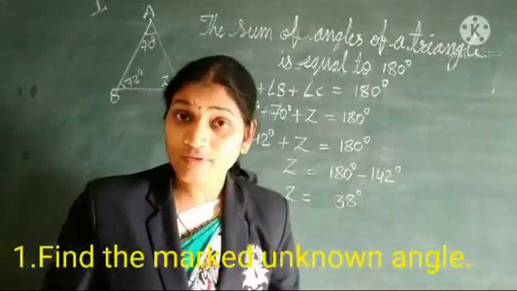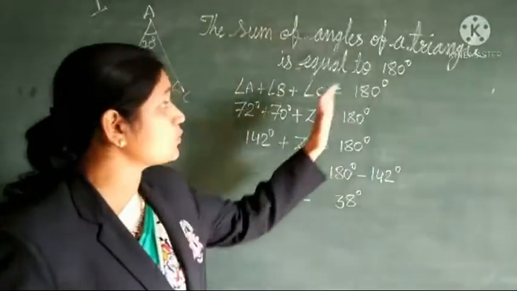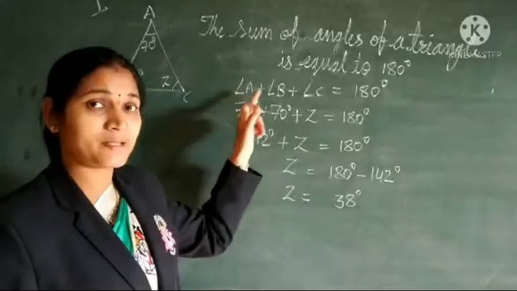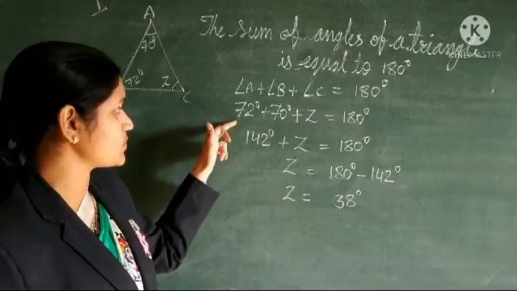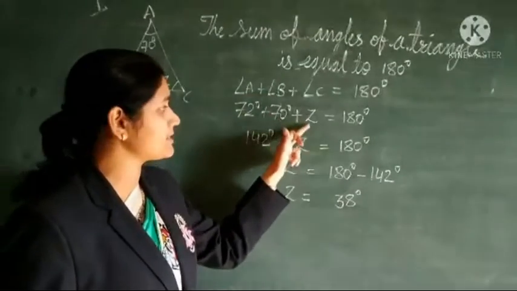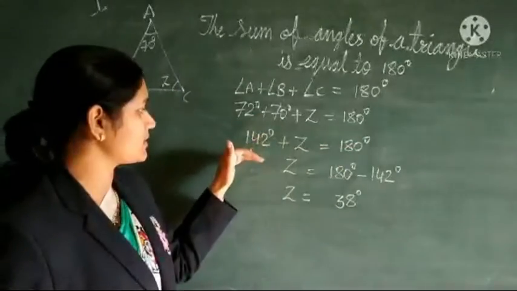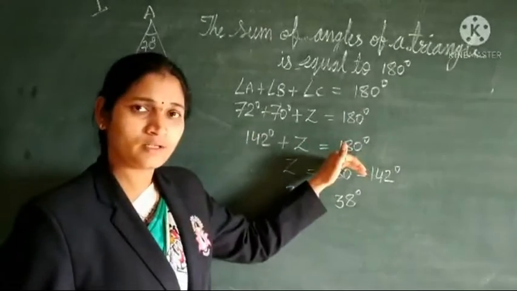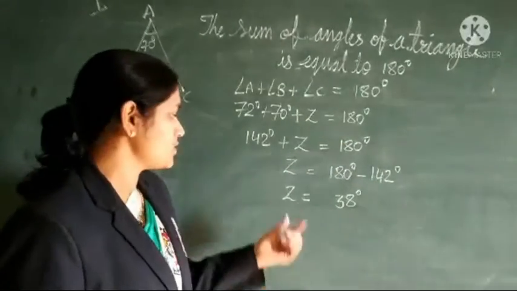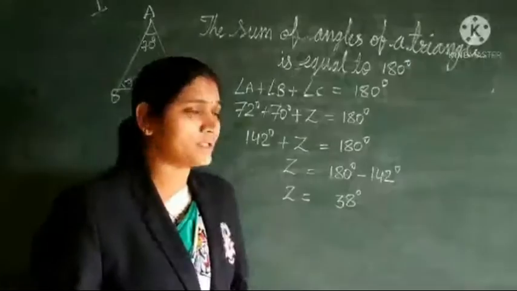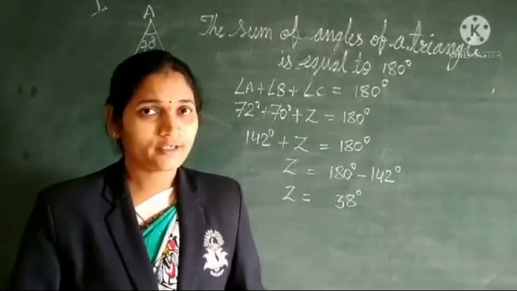As we know, the sum of the angles of a triangle is equal to 180 degrees. So angle A plus angle B plus angle C is equal to 180 degrees. We will put the values. Angle A is equal to 72 degrees, angle B is equal to 70 degrees and angle C is equal to Z, which equals 180 degrees. So 72 plus 70, 142, plus Z is equal to 180 degrees. So Z is 180 minus 142. So student, we got here Z is equal to 38 degrees. So its third angle's value is 38 degrees.